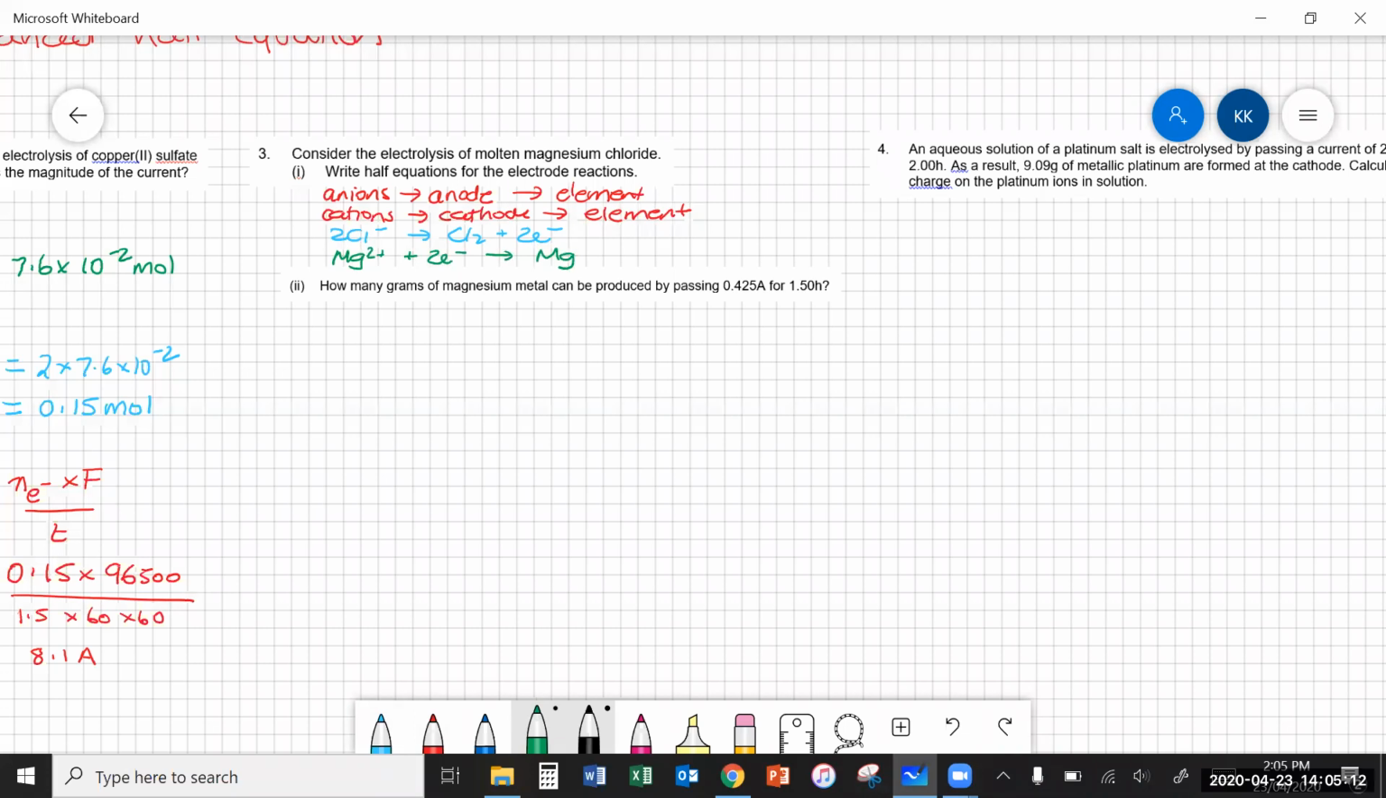All right, how many grams of magnesium metal can be produced by passing 0.425 amps for 1.5 hours? I want you to have a go. This is just like the first question. This is a given the electrical data, find the mass data. So pause the video and have a go at that question. No, like really have a go.